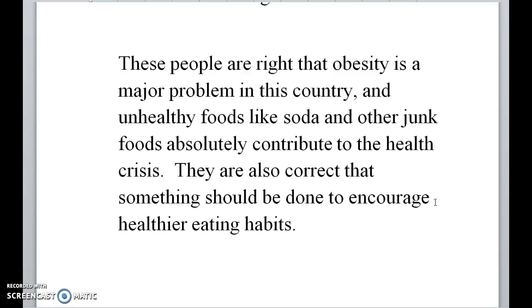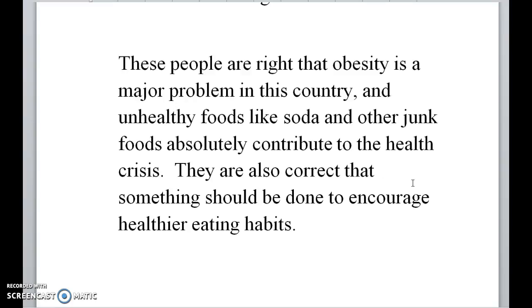But what I did say is, you know what? They're right that obesity is a problem. Can't disagree with that. And they're also right that something needs to be done. I can agree with all of this and still not agree with their solution. But if we can agree on what the problem is and that something should be done, that's a great way to connect with our reader in a meaningful, open-minded way.